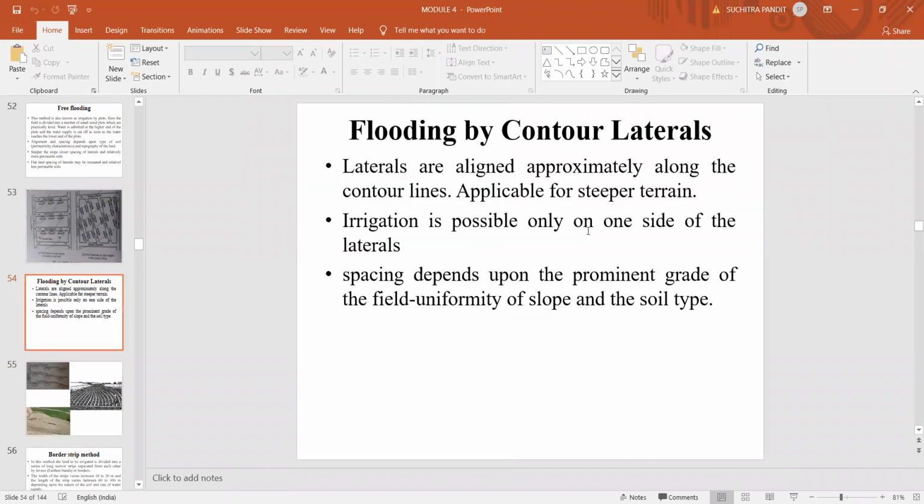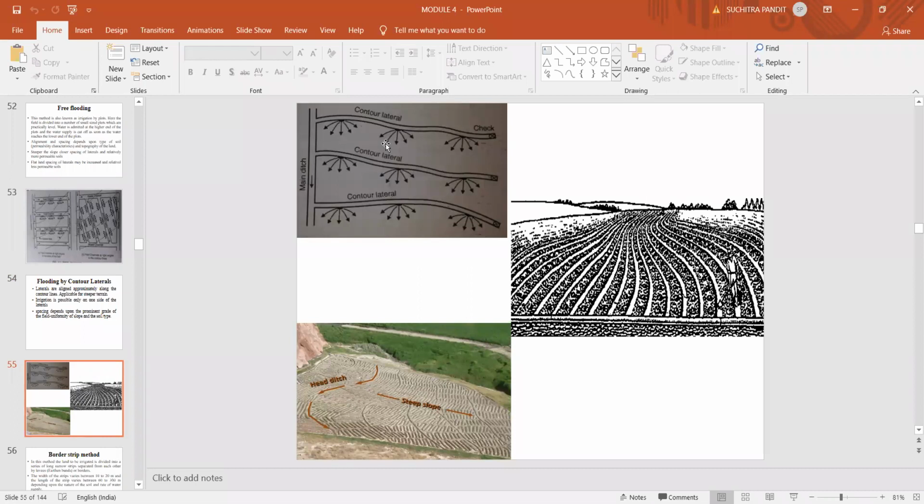Now you can see this figure. Here you have a sloping land, and these are the contour laterals which follow the contours of that particular area. The spacing of which mainly depends on the slope of that particular area and also the permeability of the soil. So on a steeper terrain, instead of practicing the free flooding method, we can have these contour laterals. You can see here, these are the contours. In between these contours, the crops can be grown satisfactorily.